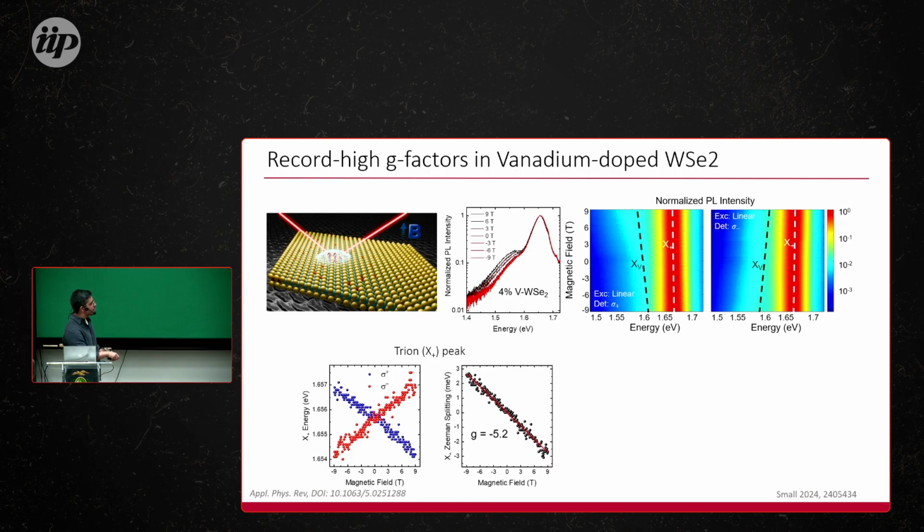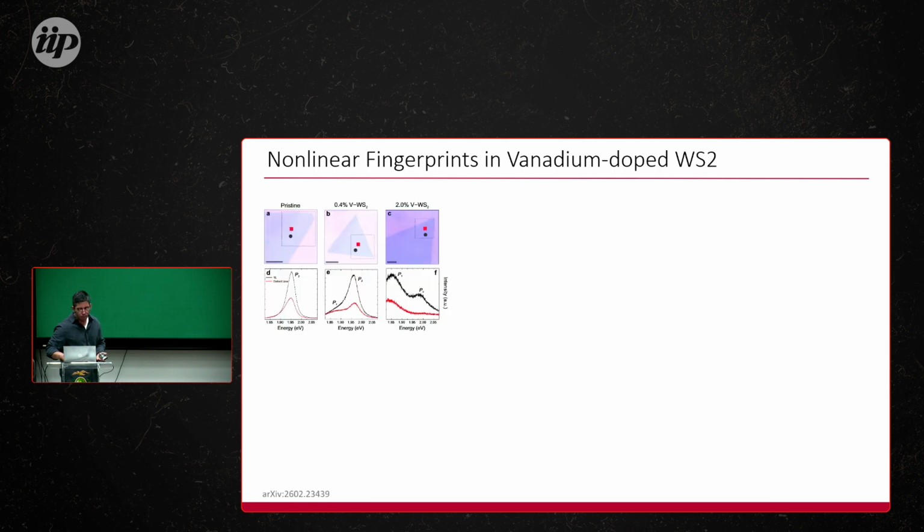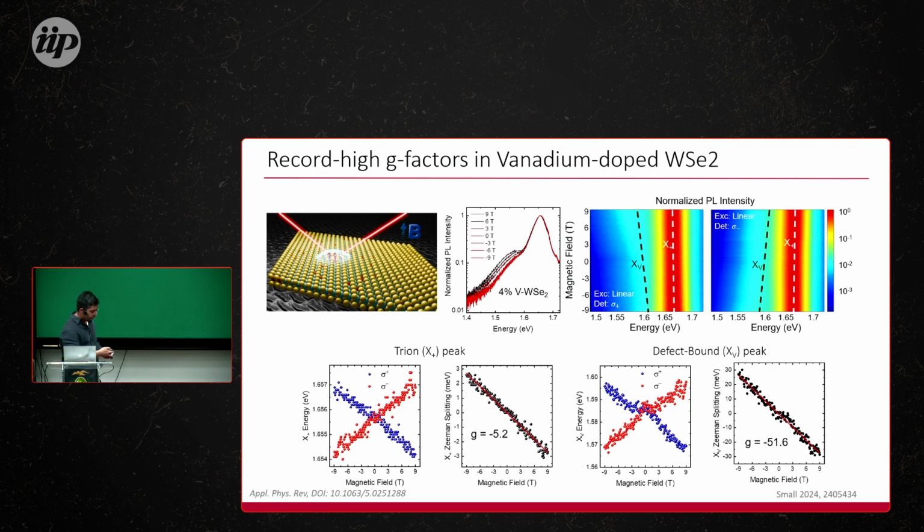However, it presents a g-factor of about 5. This is actually normal for TMDs in general, for pristine. However, if you take a look at the bound exciton, the one related with the defect, we actually observe a 10 times enhancement of the signal. So the g-factor is about 52. So basically, by introducing vanadium, we are creating a quite intense magnetic moment in the system. So now we have some kinds of applications for that.